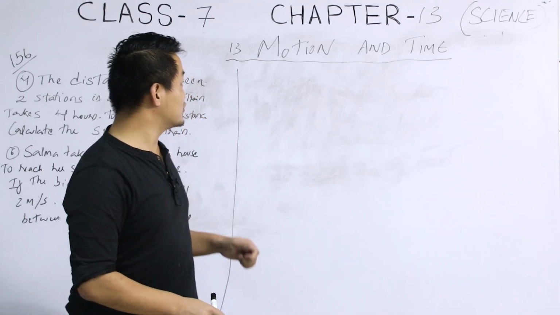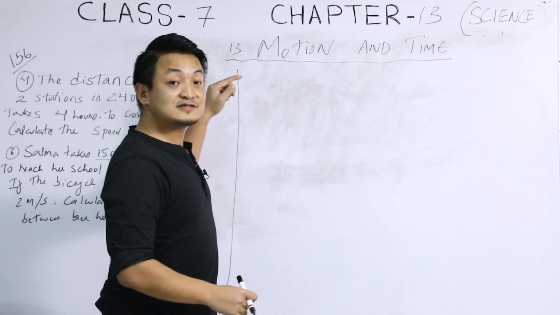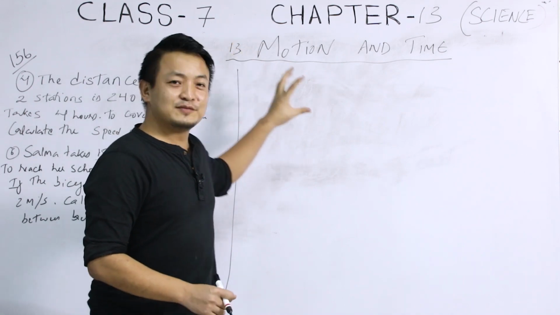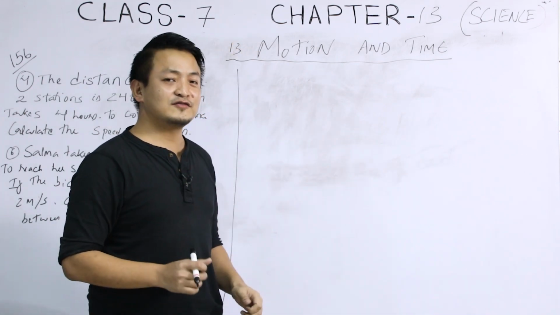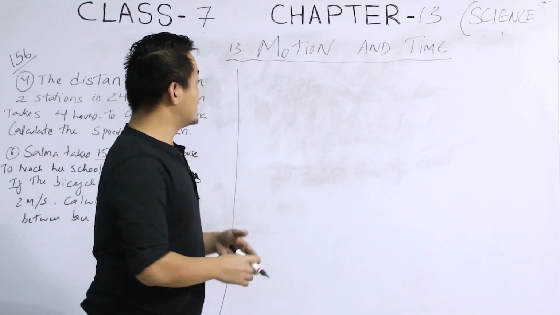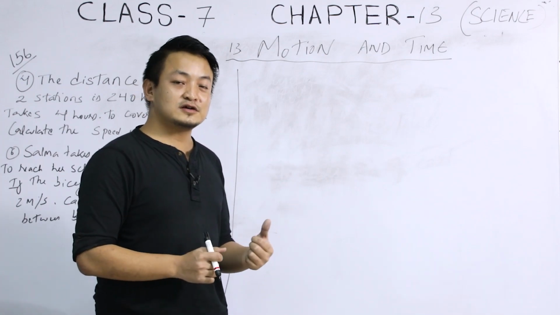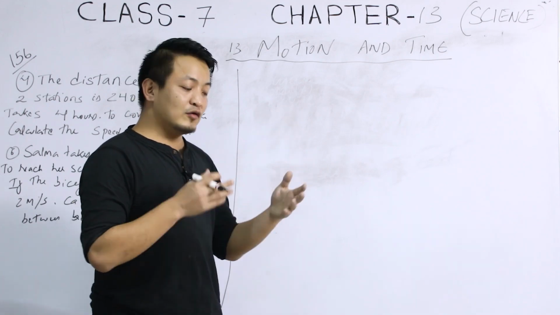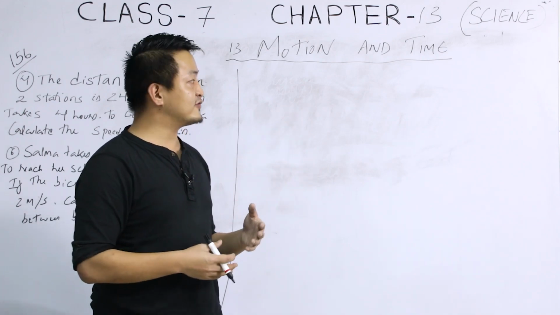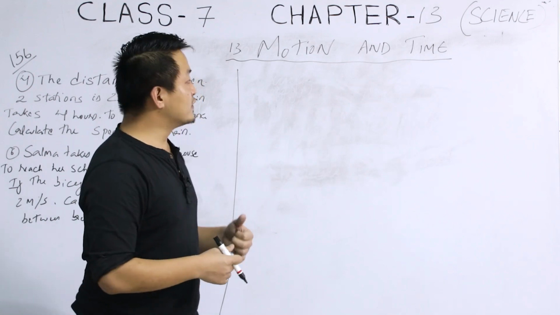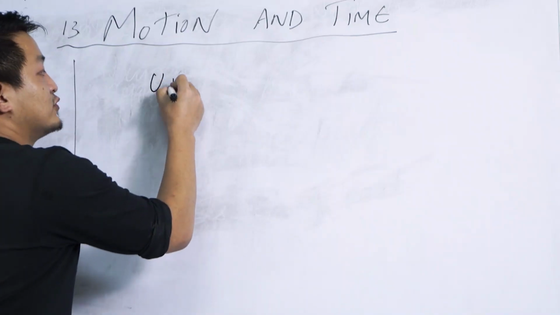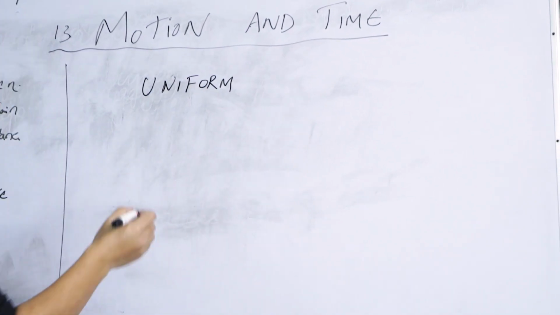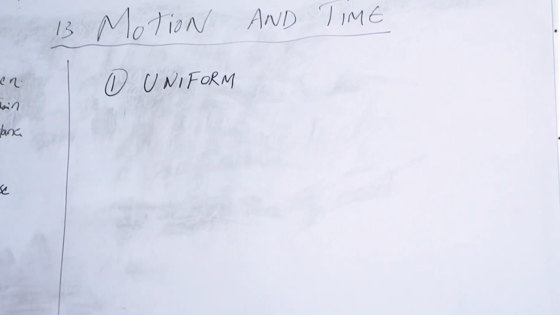So today we are going to start a new chapter, that is Science chapter 13, Motion and Time. In the last class I gave you a brief introduction. Regarding linear motion, circular motion, and periodic motion, all these motions you have studied in class 6. So now today we'll discuss uniform motion and non-uniform motion. First, let's discuss uniform motion.